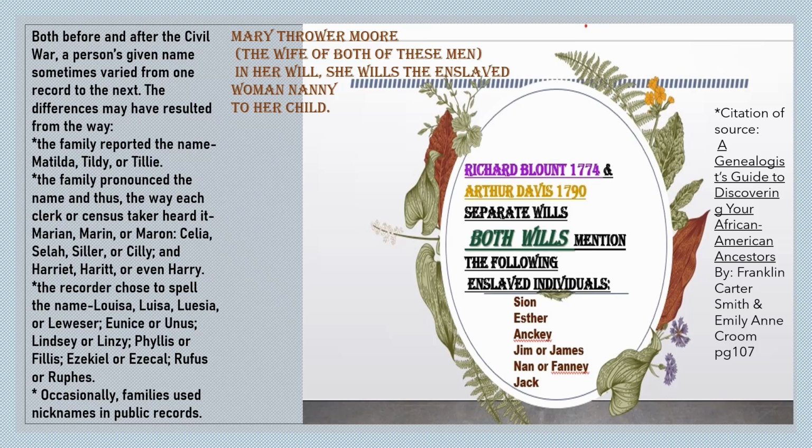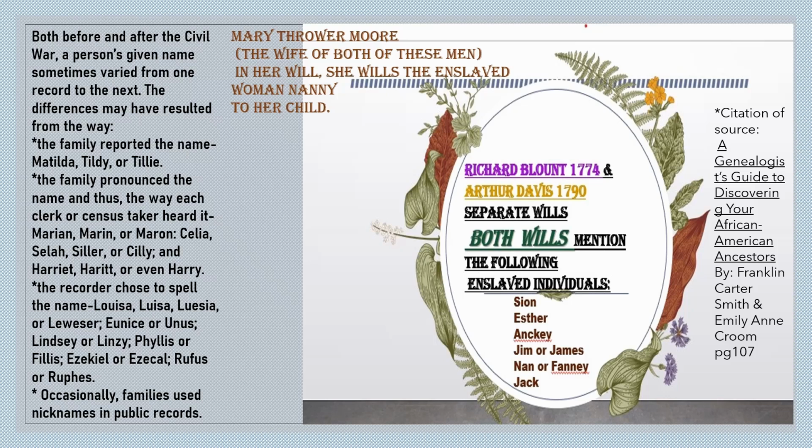And we're going to stay on Nan or Fanny for a minute and pop up to the top. You'll notice that I wrote Mary Throwermore, who is my sixth great-grandmother, who was the wife of Richard Blunt, and also the wife of Arthur Davis. And then she was married to a Moore, and I don't have his name right in front of me, but that was her first husband. When she passed away, her will was done in her first husband's last name. So go figure. I don't know. Maybe he was the favorite of all three of her husbands. I don't know.